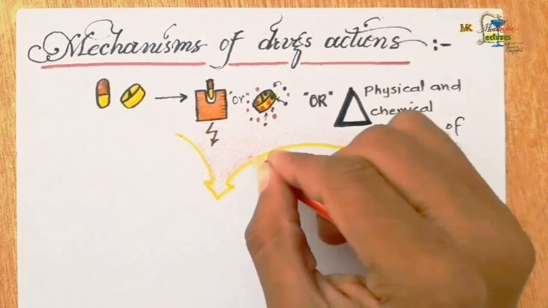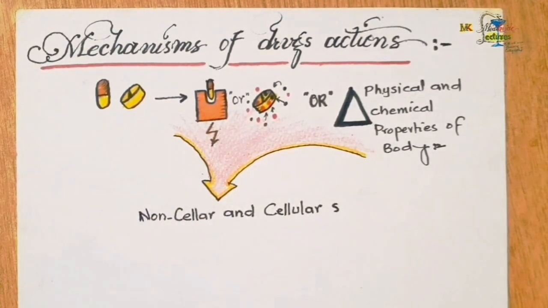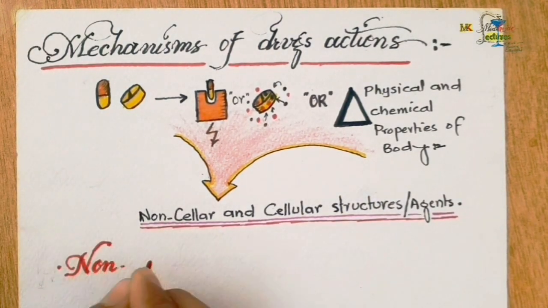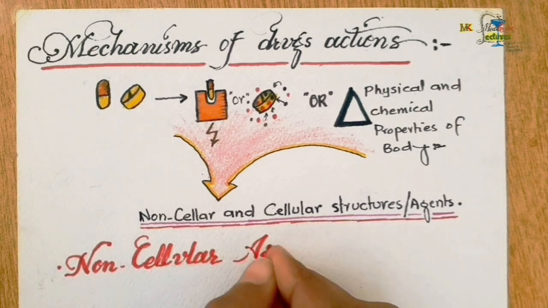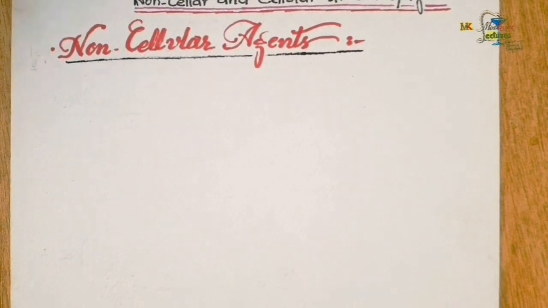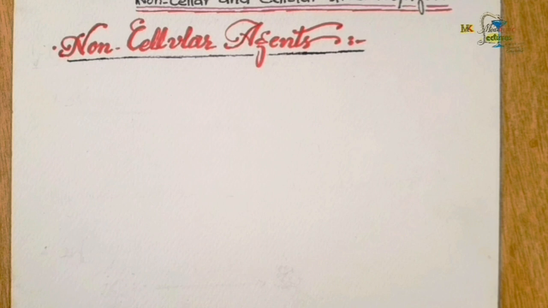These actions are achieved mainly by binding of drugs to non-cellular structures or agents, or cellular structures or components of the body. So at first, drugs bind to non-cellular agents or components of the body and show effect. These components of the body are mostly inorganic in nature. So for a drug to show effect, it is not necessary that it must bind to a receptor. This means some drugs can show effect without binding to a receptor. But there is a very small number of drugs that show effect by this mechanism.